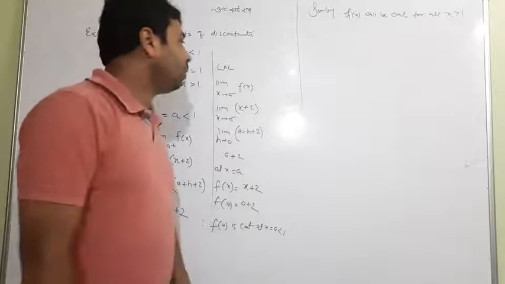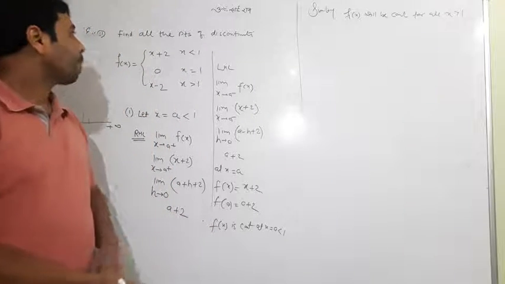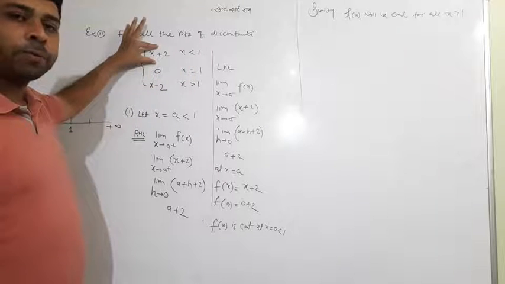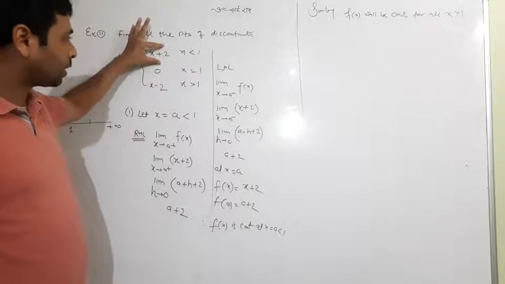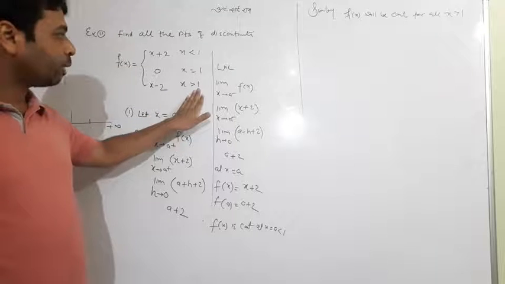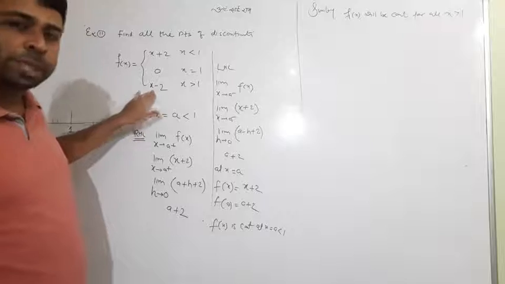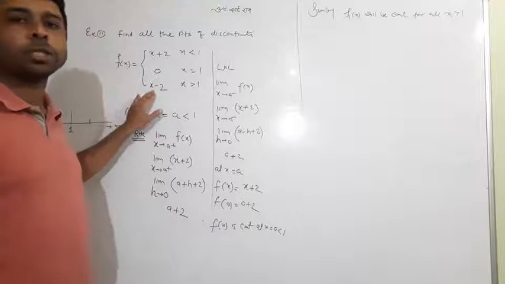So student, the major thing here is what? For all x less than 1, the function is continuous, because for the right hand limit, the left hand limit, and the main value, the function is the same. For all x greater than 1, if I choose the right hand limit, the left hand limit, and the main value, again the function will be the same. When the function is the same, the function is continuous.